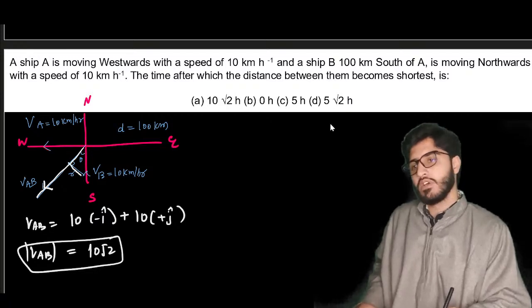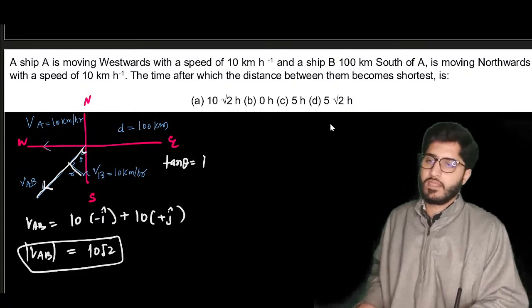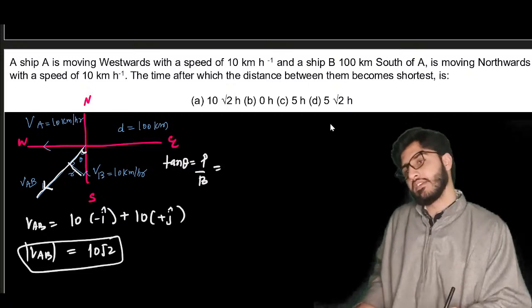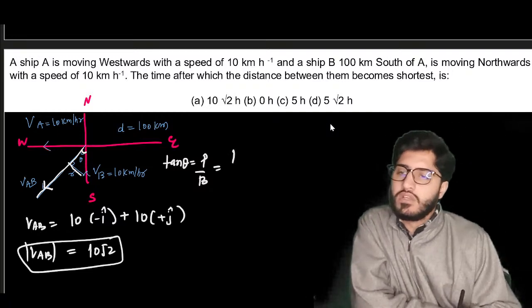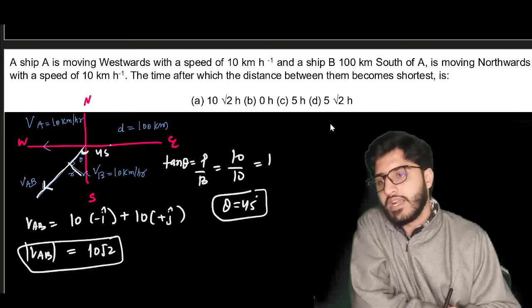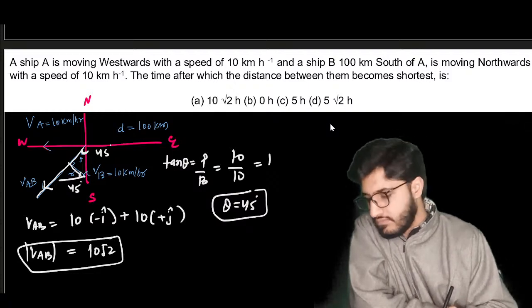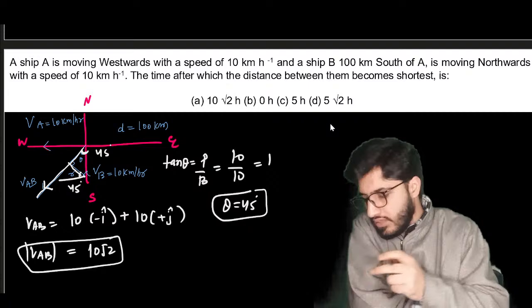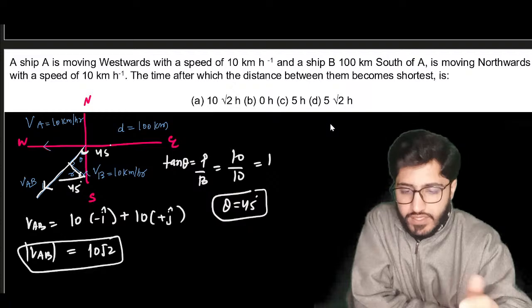So what is this angle theta? What is tan theta? What is P here? It is 10, yes. What is B? 10. So it is 1, and theta came out to be 45 degree. So this angle is 45 degree, and this is 45 also. Now I got to know these are my 45 degrees.